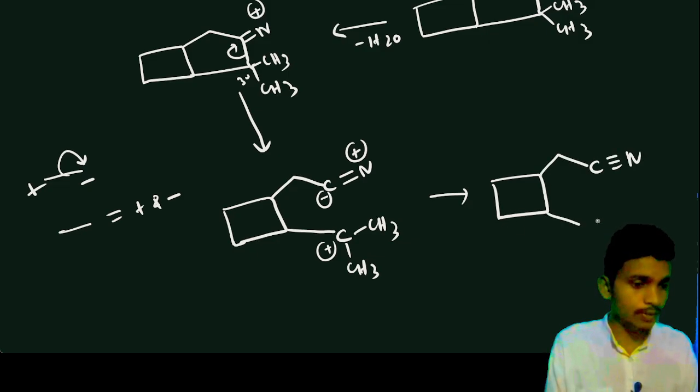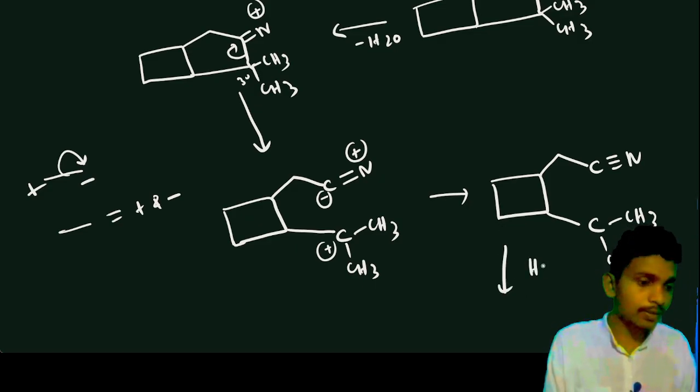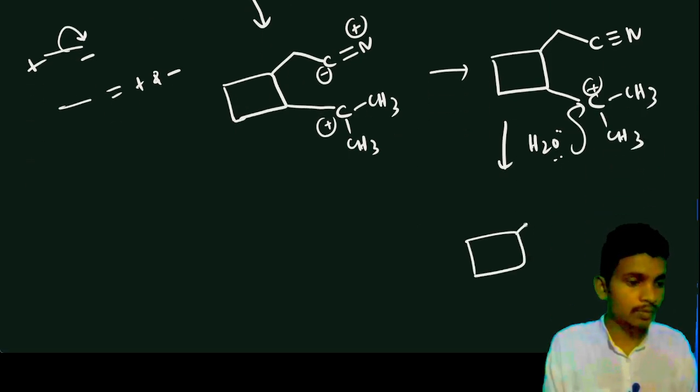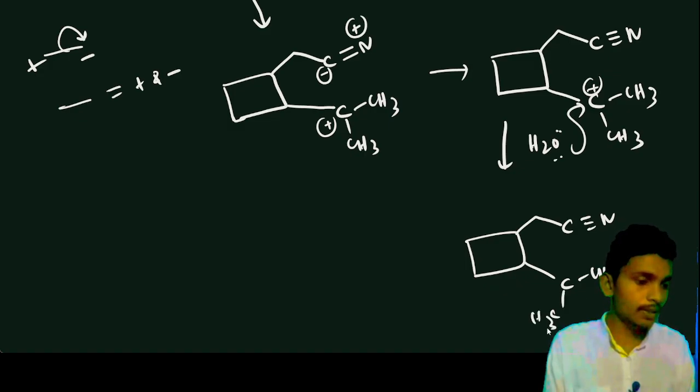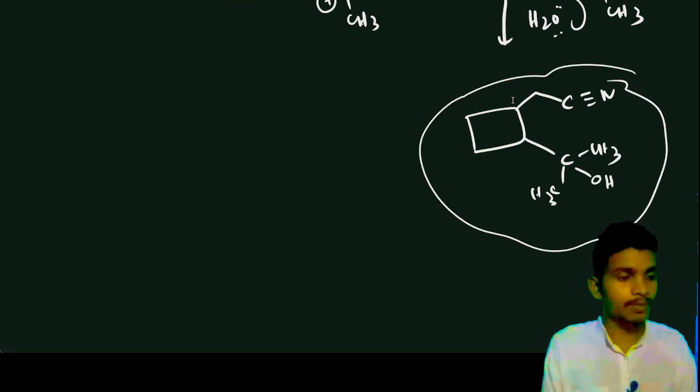And this is going to be that C, and CH3 is there, and CH3 is there. Now what is there? Water is there. So that water will attack here. This is the positive charge, so this water will attack here. So what will we get now? C triple bond N. Here we have CH3, here we have CH3, and here we have water, meaning H and H. So that will be like this. So we will get OH here. This is the final answer for this question.